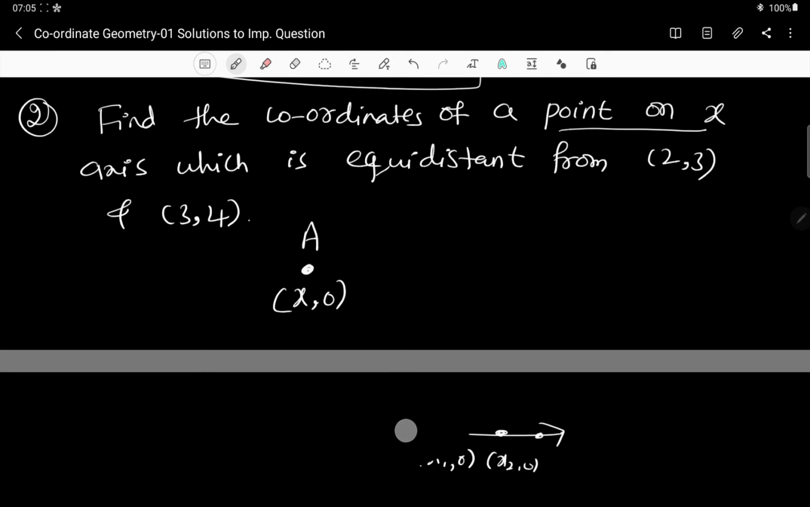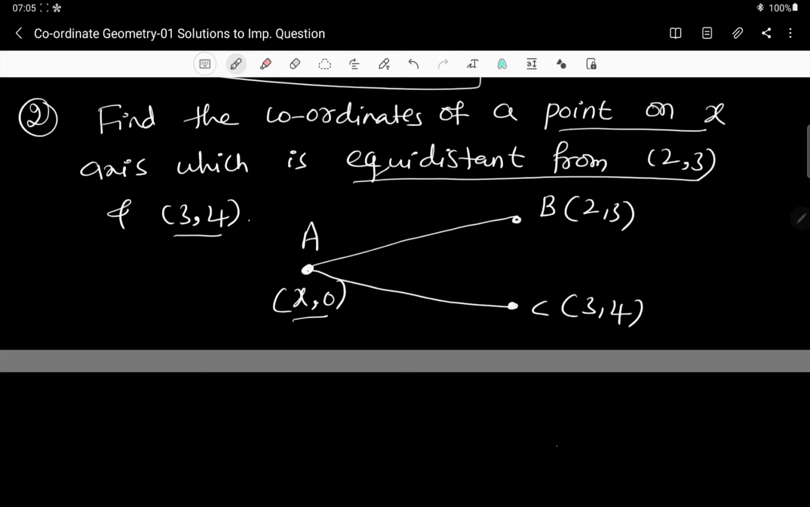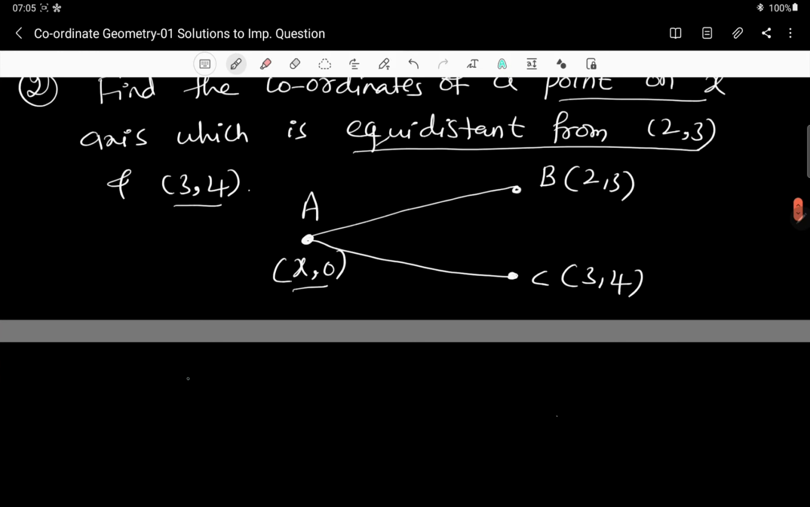So that's why a point on the x-axis has the coordinates x, 0, and this point is equidistant from 2, 3 and 3, 4. That means there is a point here, that is B, which I take as 2, 3, and there is one more point here, C, which is 3, 4. So from A to B and A to C, these distances are the same. That's what they are saying. So AB is equal to AC. This is the given data, no? They are equidistant, so they are asking us to find this value of x.